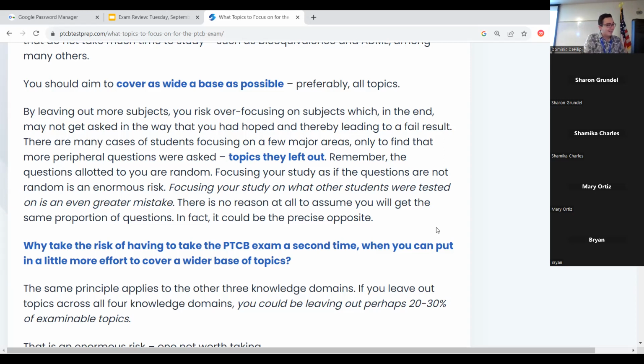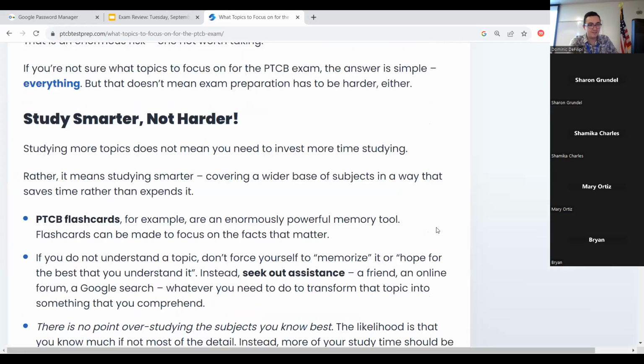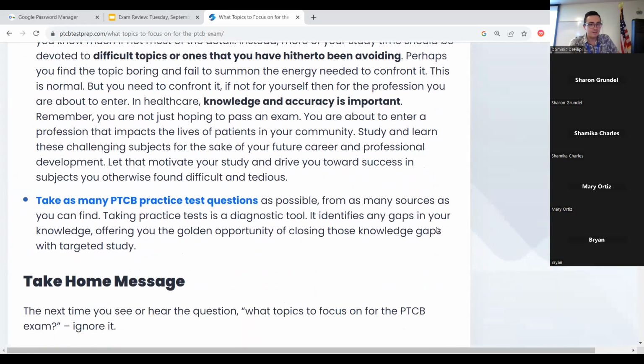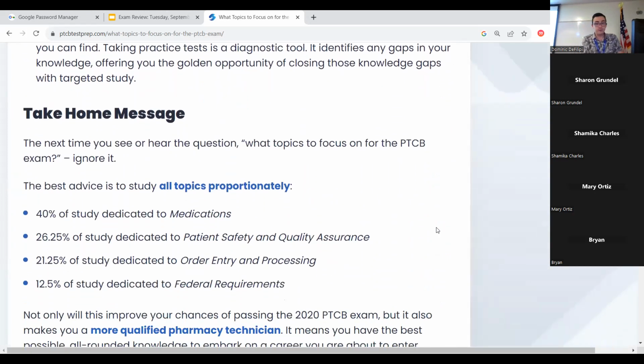Great question. Let's see. Oh, yeah, study smarter, not harder. Take home message, study all these things proportionately. I mean, this is all pretty much common sense at this point. Knowledge and accuracy is accurate. No kidding. You're taking a test.